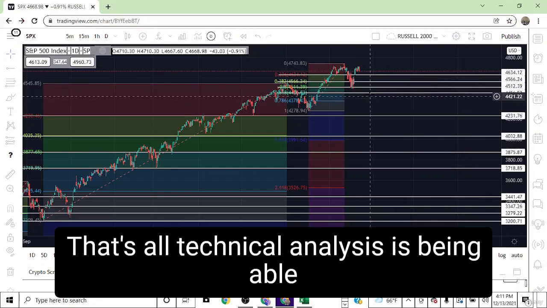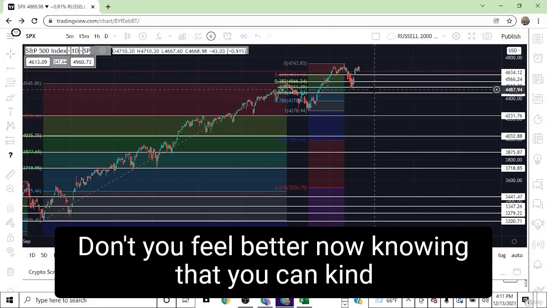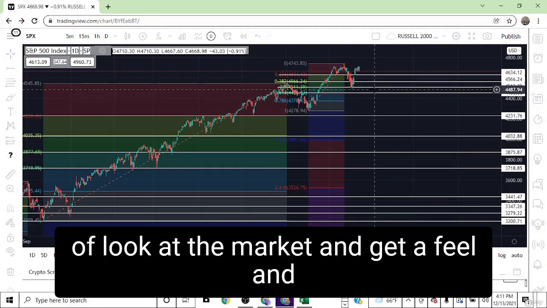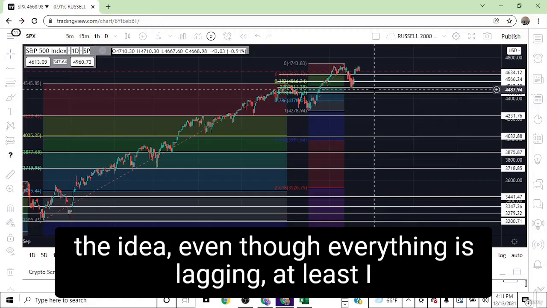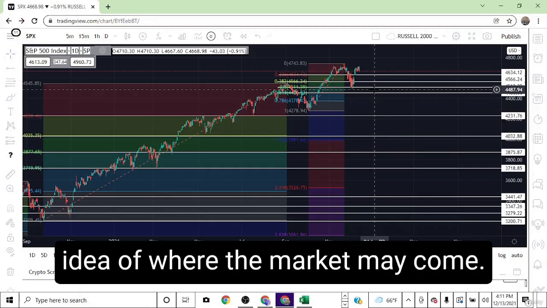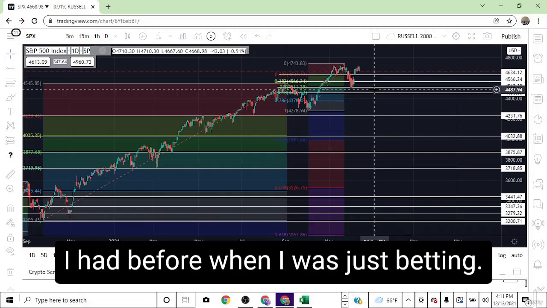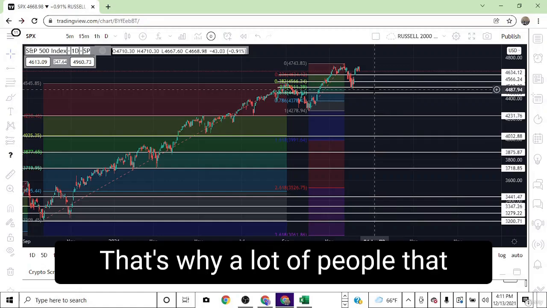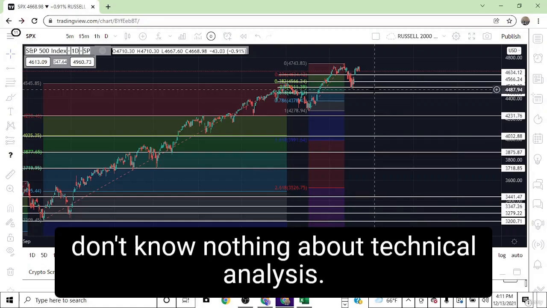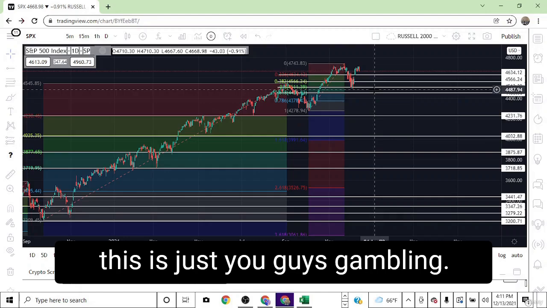That's all technical analysis is, being able to give you a better edge. And don't you feel better now knowing that you can look at the market and get a feel and an idea, even though everything is lagging? At least I know that when I make this trade, I've got an idea of where the market may come. I've got a higher percentage level than what I had before when I was just betting. And that's why a lot of people that don't know anything about technical analysis, the first thing they say is, oh, this is just you guys gambling.